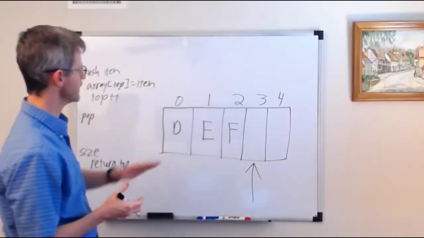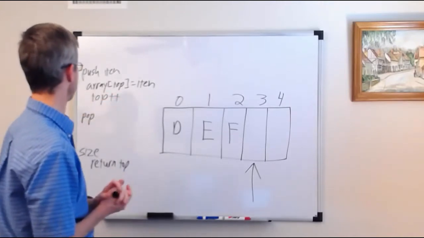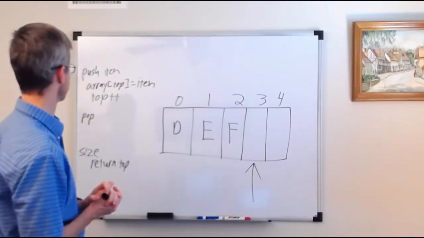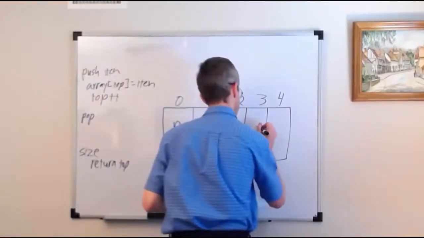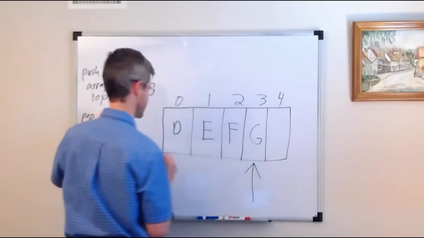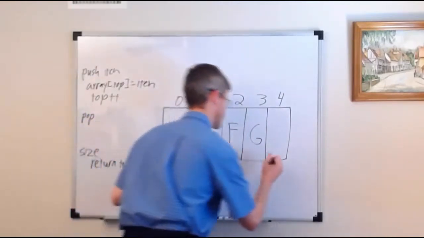Okay, so then we've seen the push operation done several times. Let's do it once more now that we see our actual implementation written up here. So let's suppose we push on a G. So array sub top gets that item, which is G, and then top goes up by 1, so top goes up from 3 to 4.